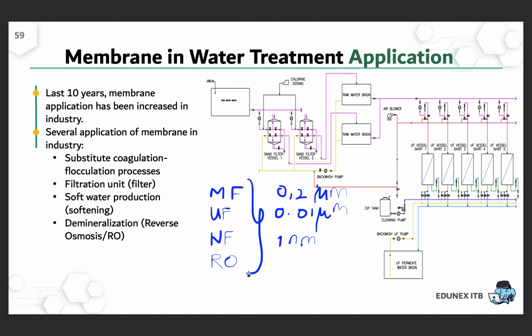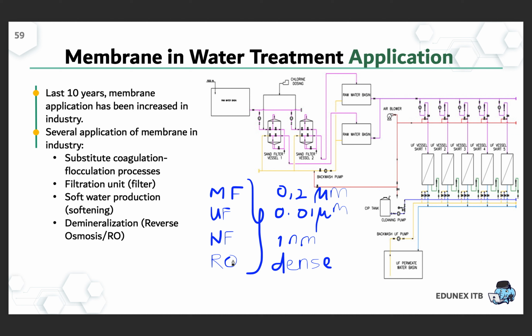And the last one is reverse osmosis. Reverse osmosis has an even smaller pore size than nanofiltration. Because the pores are so small, it is always categorized as a dense membrane, a membrane that has no pores. Even so, if we use a scanning electron microscope, we can still see the pores of the reverse osmosis membrane, but only after magnification of up to 20,000 times.